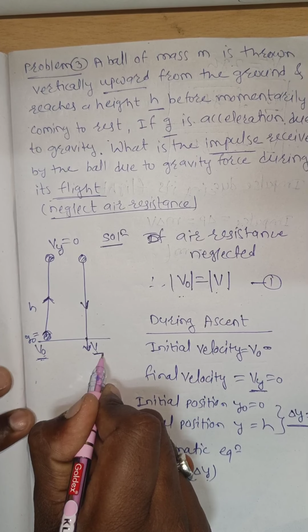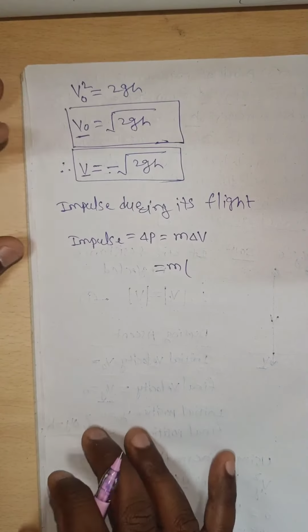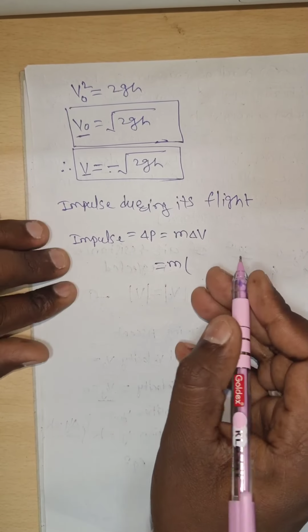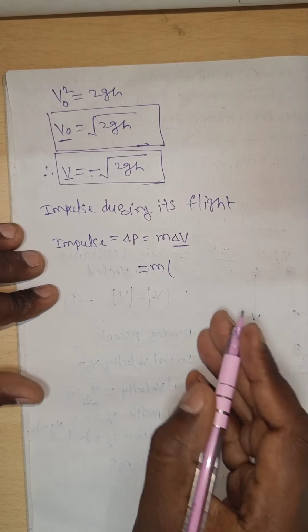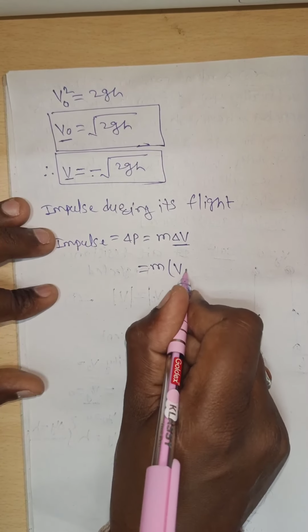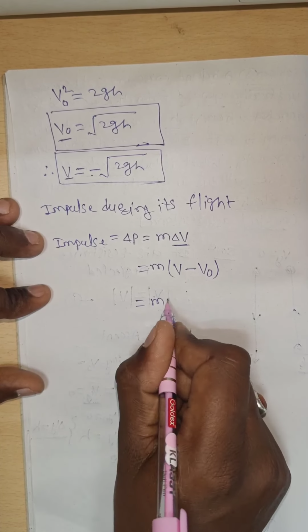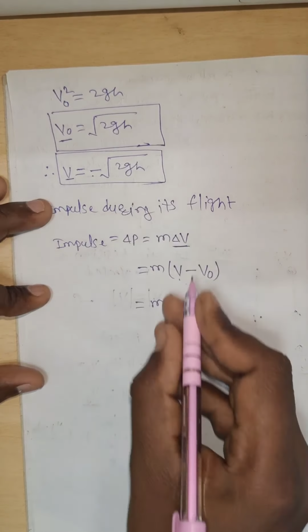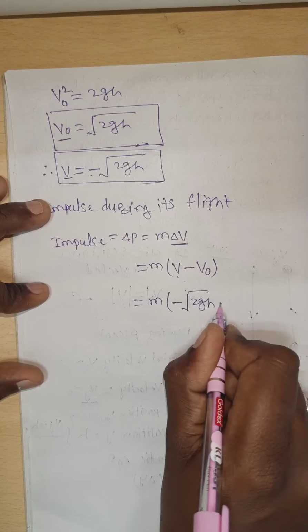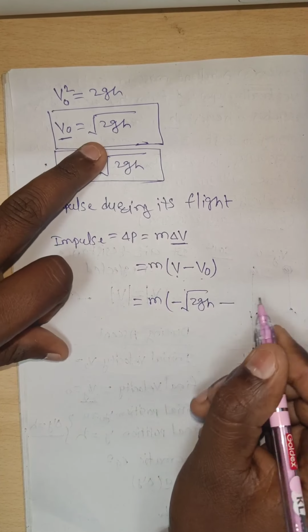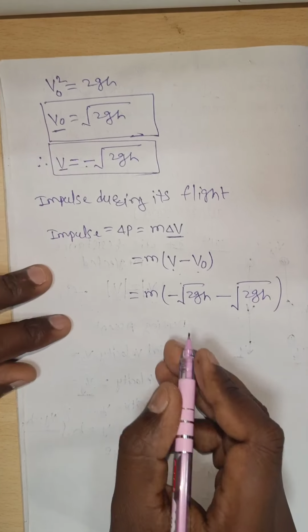Final velocity is v, and what is its initial velocity? Initial velocity is v naught. Therefore, during its flight, m delta v is nothing but the change in velocity, that is, final velocity minus initial velocity. Now this is m into the final velocity, which is minus under root 2gh, minus the initial velocity, which is under root 2gh.